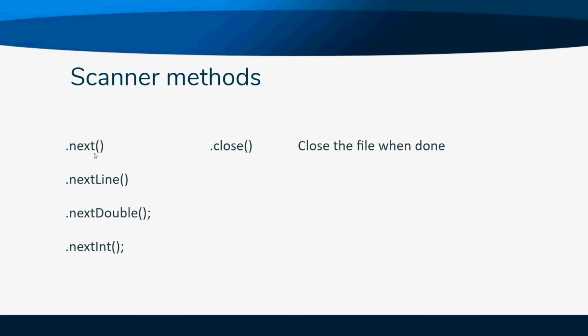So you already know next, next line, next double, and next int. There's also a close. You don't have to close the scanner for the keyboard, but you do have to close a file. So it just closes your file when you're done.